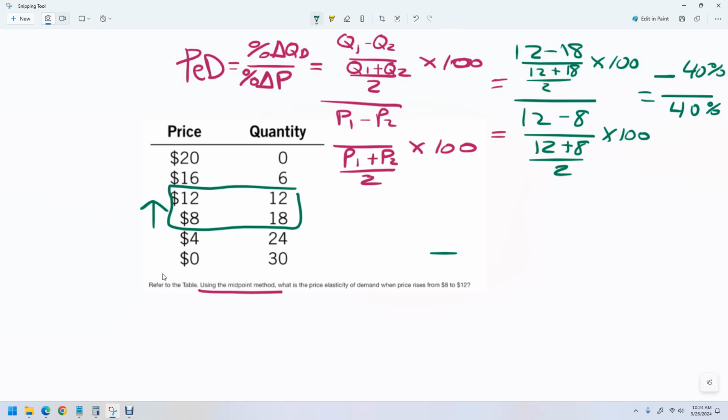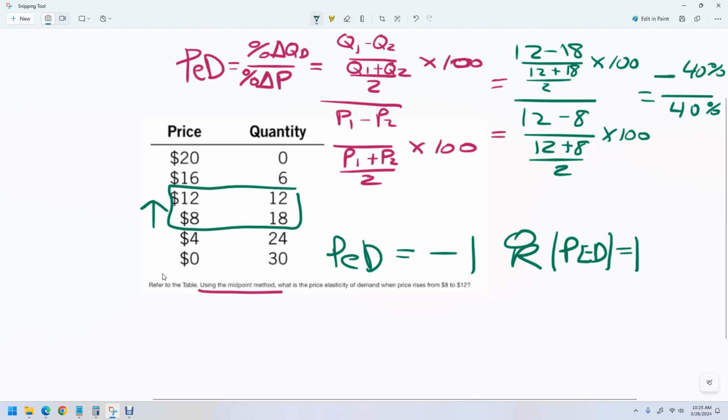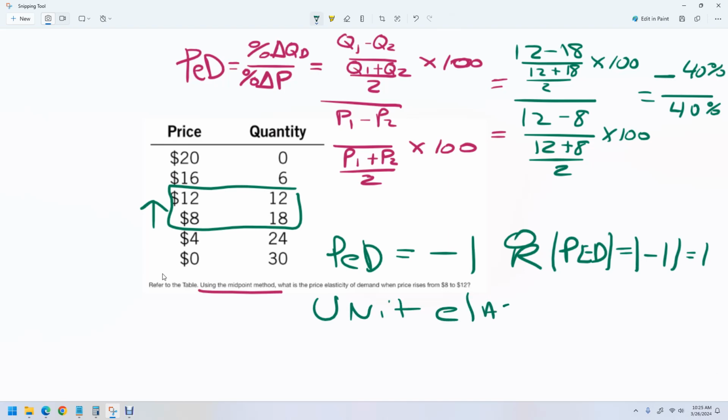So your answer is either -1, price elasticity of demand, which means unit elastic, or often price elasticity of demand is just stated as a number in absolute terms. So then it would be a little bit clearer. That would be -1 in absolutes, which is the same way as saying 1. Also unit elastic. So your answer here is unit elastic, and that is how to solve price elasticity of demand using the midpoint method.